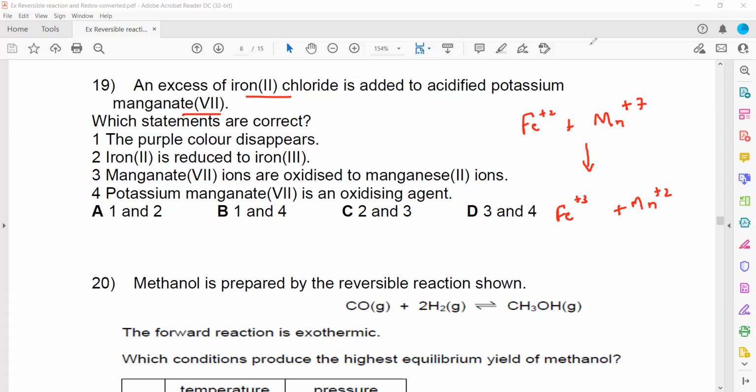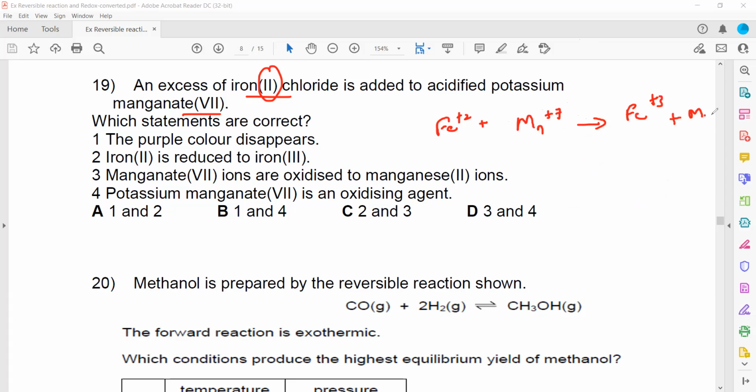As we discussed, specific colors you have to learn specifically for Mn plus 7 and Mn plus 2. When this reaction occurs, Fe is plus 2, they mention here iron 2 chloride, reacted with Mn7. So when the reaction occurs, the iron will turn into iron 3 because it will lose electrons, and Mn plus 7 will turn into Mn plus 2, so it gains electrons.